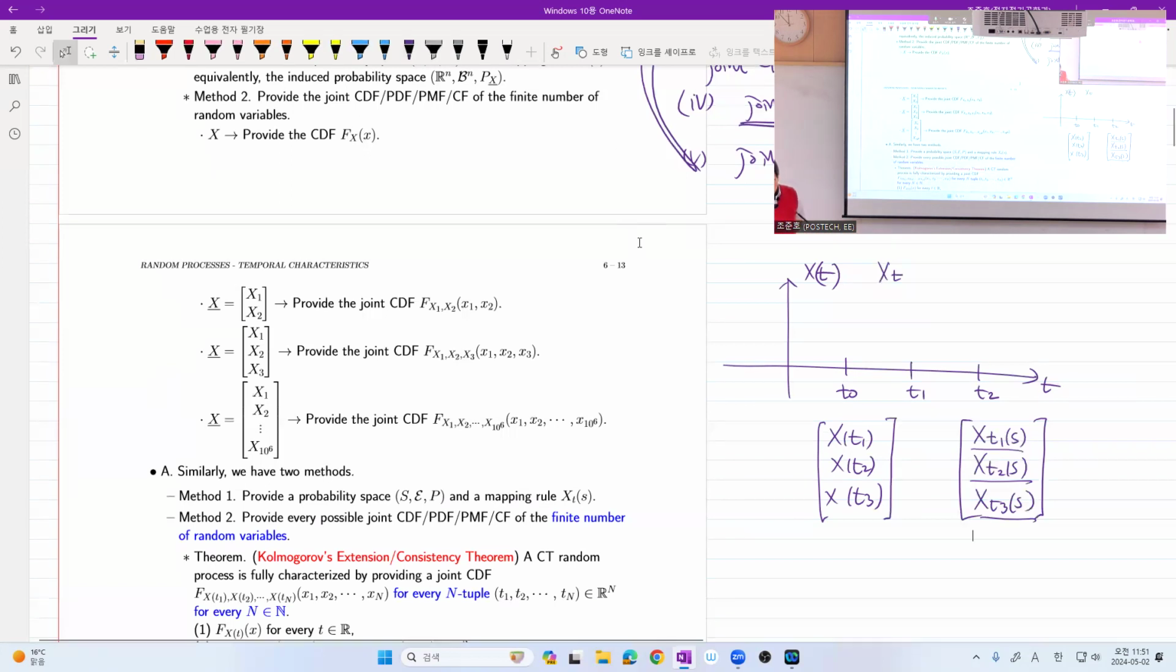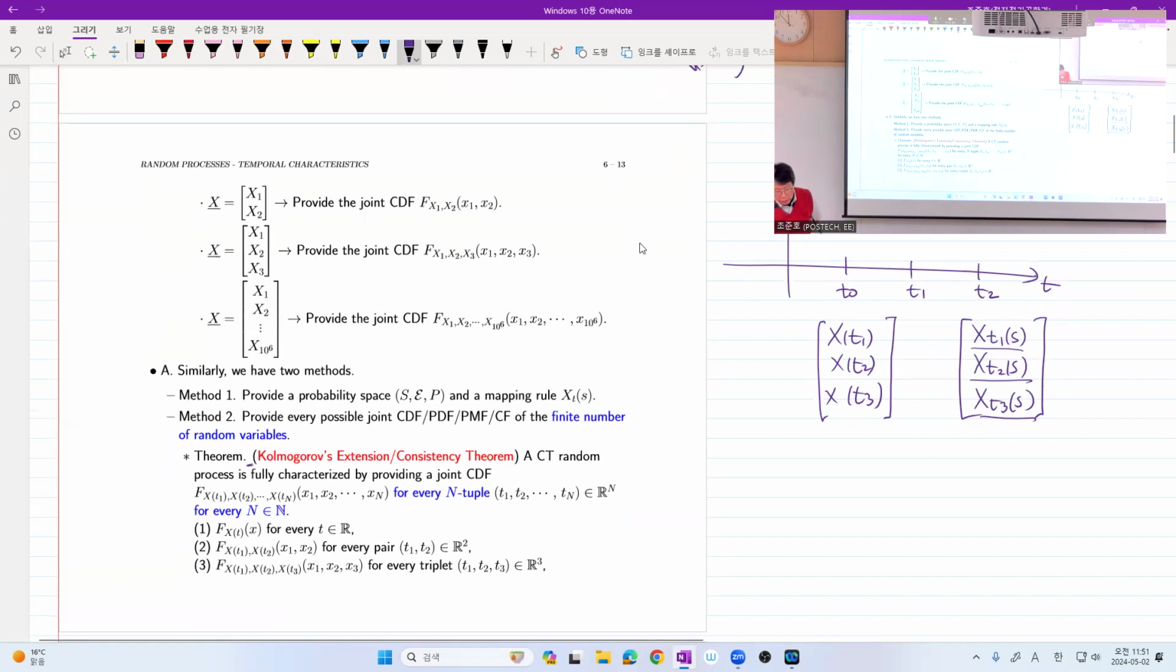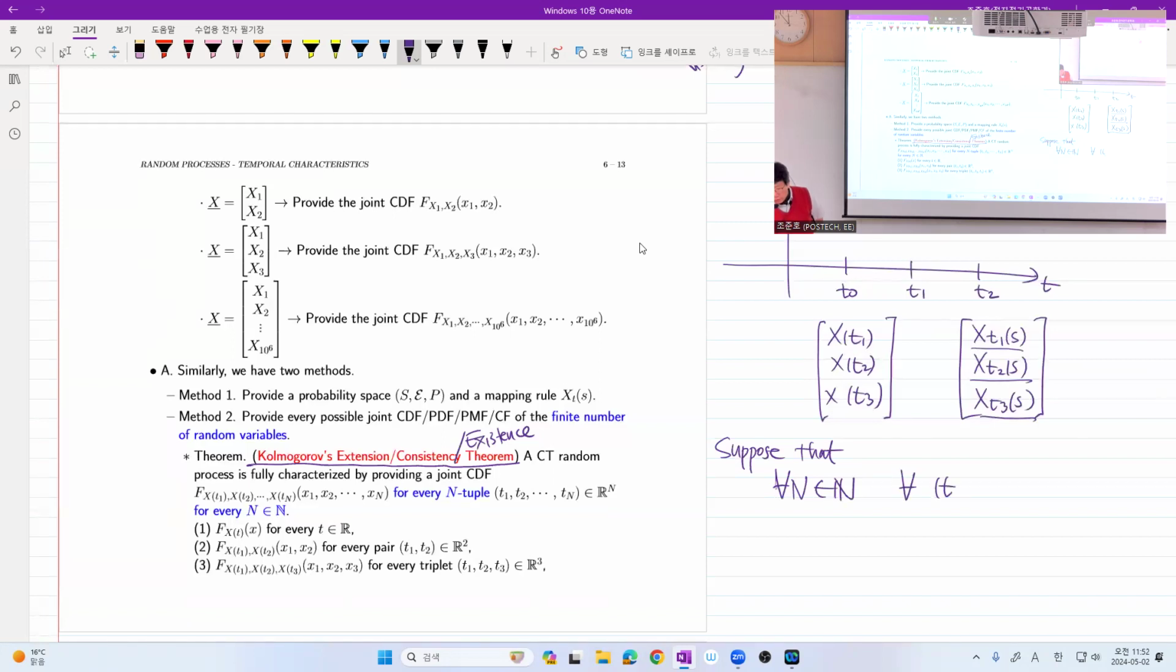So Kolmogorov has shown this one. This is Kolmogorov's extension or existence or consistency theorem, depending on how you view this theorem. But it's like this. Suppose you can find, for every n, an integer, and every n-tuple t1, t2, up to tn, in R to the n. We want to use the definition of a random vector in order to talk about full characterization of a random process. So anyway, you take samples.